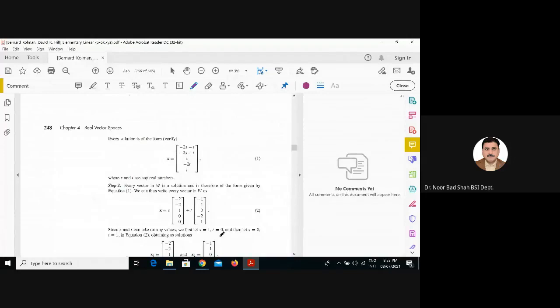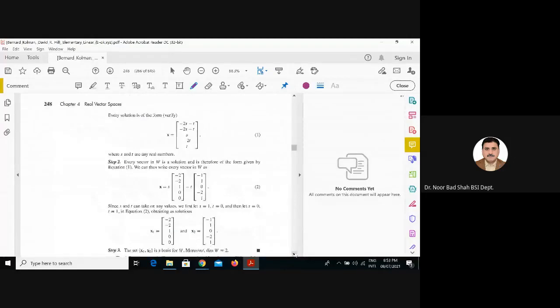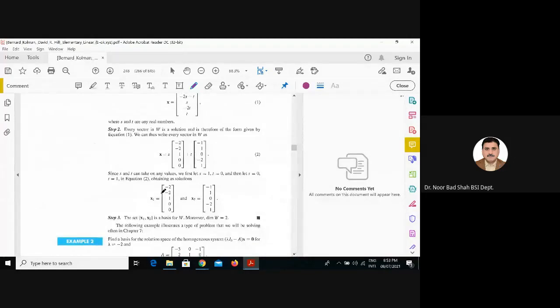Now you see these two vectors are independent because they are not multiple of each other. If they were multiple of each other, you would say they are dependent, and then you would do the process of converting this into echelon form and then going for leading ones and stuff like that.